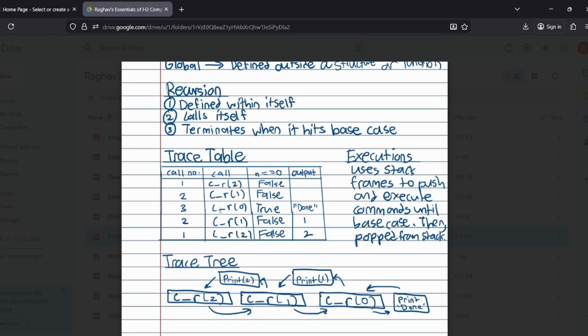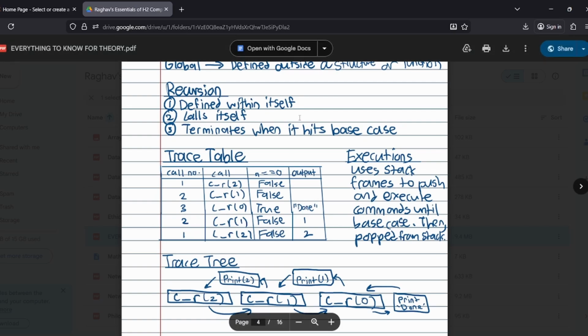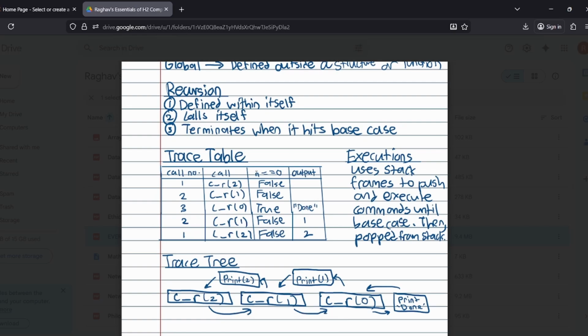So then, you can use trace tables as a way to explain recursion. It's in call numbers, calls, and basically anything. Your trace tables are a bit flexible. You can just write whatever you want. The more information, the better, as long as it's not irrelevant. And you have to remember, executions for recursive functions use stack frames to push and execute commands until the base case is reached. Then they are popped from the stack. So it uses the stack data structure.